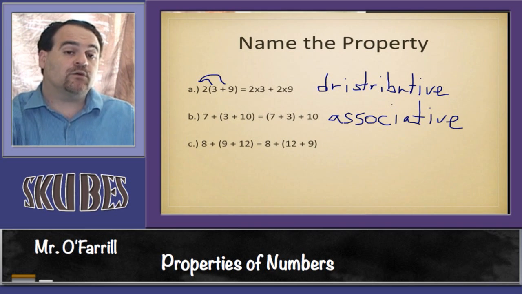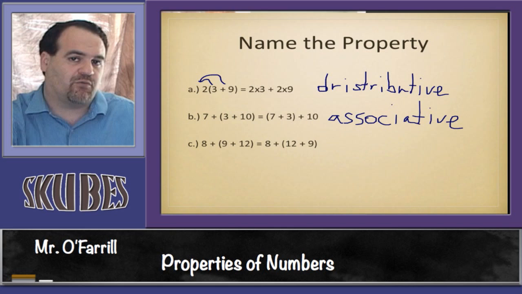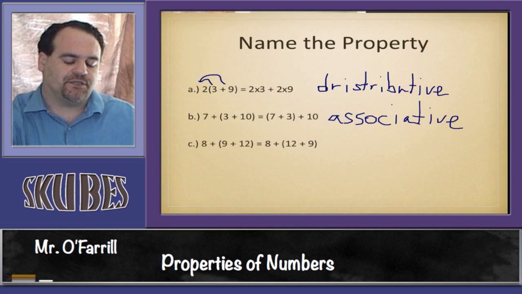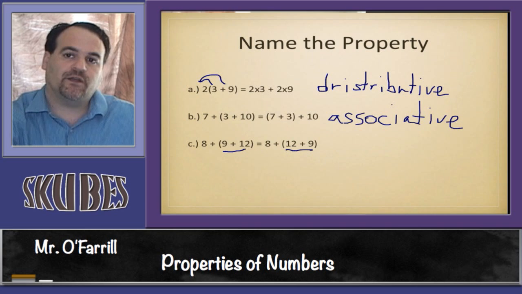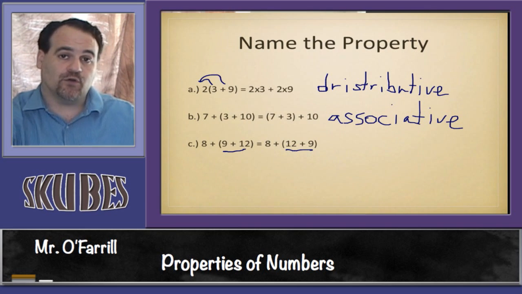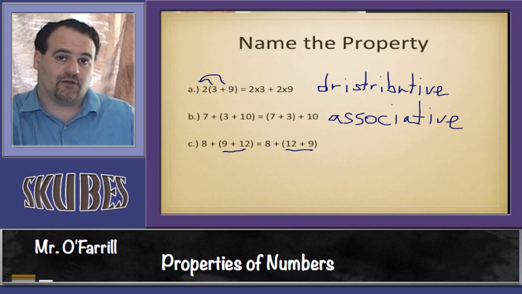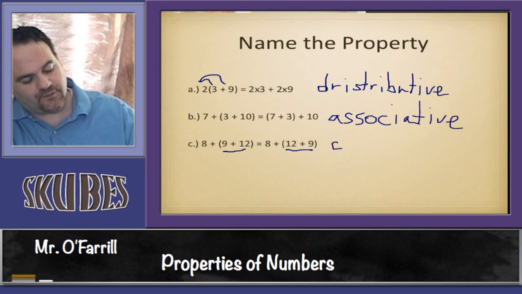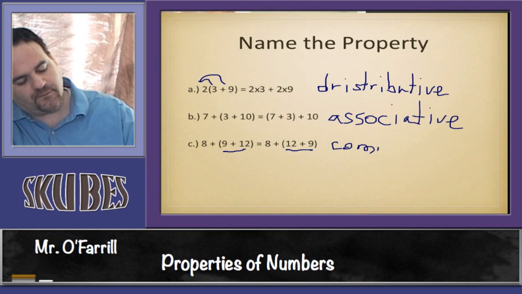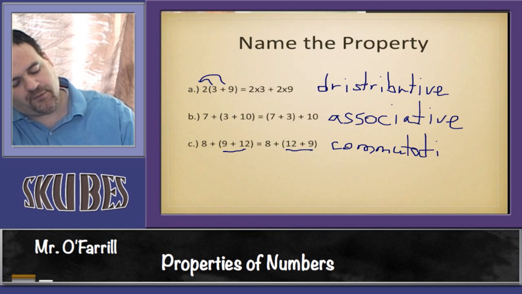No, they didn't. Even though it looks a lot like an associative property demonstration, that's not what happened. What really changed? The change is right here. The 12 and the 9 switched places. They moved from one place to another. They commuted. This is an example of our commutative property.